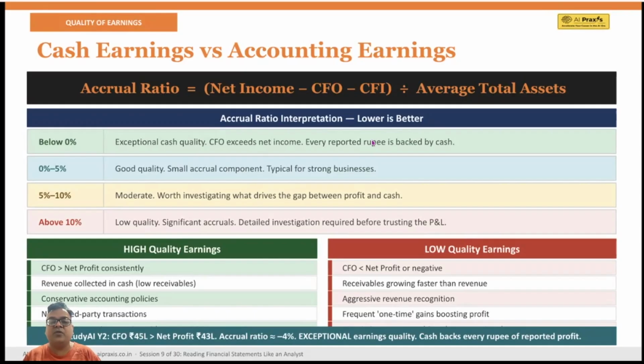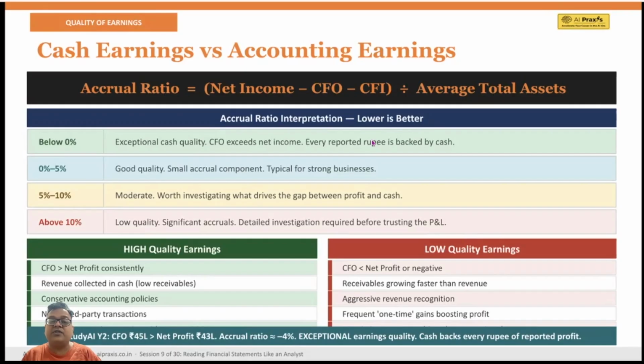Accrual ratio is minus 4%. And what does this actually mean? A negative accrual ratio means cash flow is actually higher than accounting profit, which is why it's a very good sign. It means the company is not inflating profits, it's generating real cash.